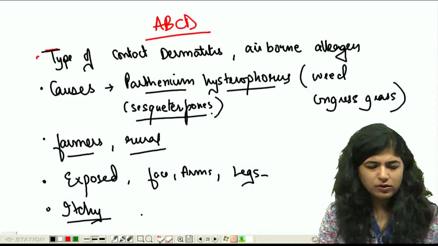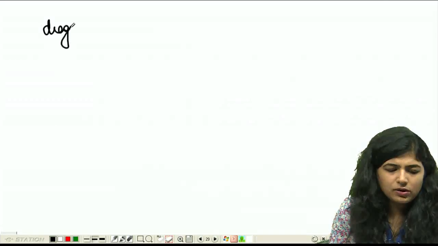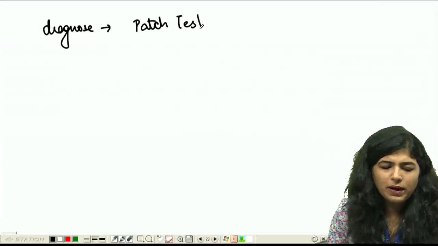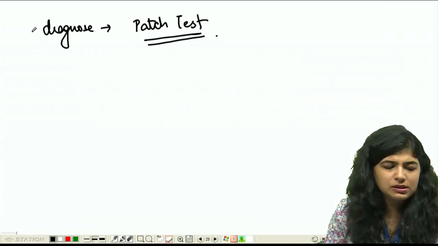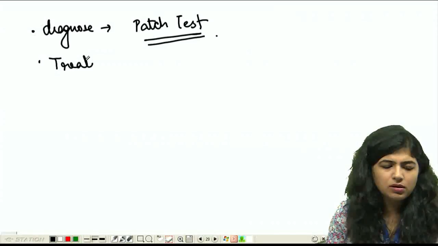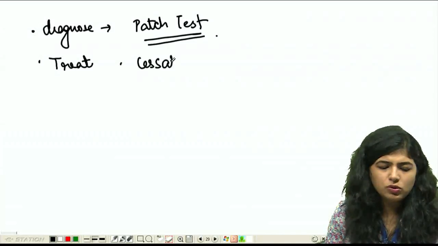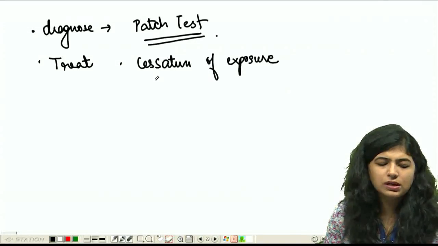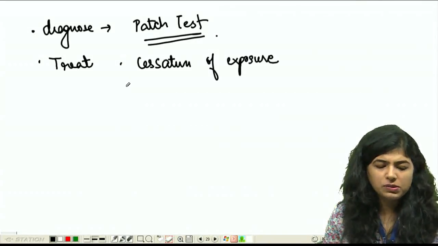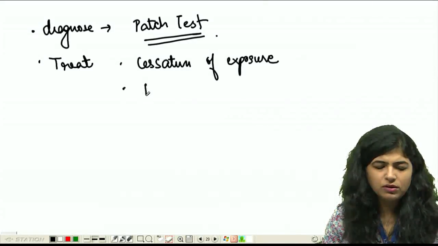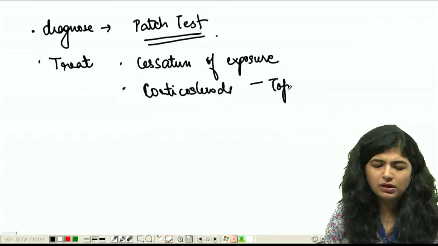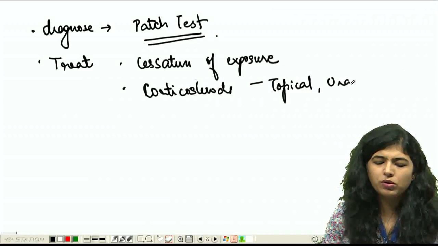Now, how do you diagnose it? You diagnose it from the typical clinical features, plus you do a patch test which tells you that there is Parthenium hypersensitivity. How do you treat it? You treat it, first you do cessation of the exposure, means you ask the patient to change his environment, wear full sleeves clothes and remove the weeds from his farm or somewhere. Then you give corticosteroids. If it is limited, you can give them topical or you can also give oral.